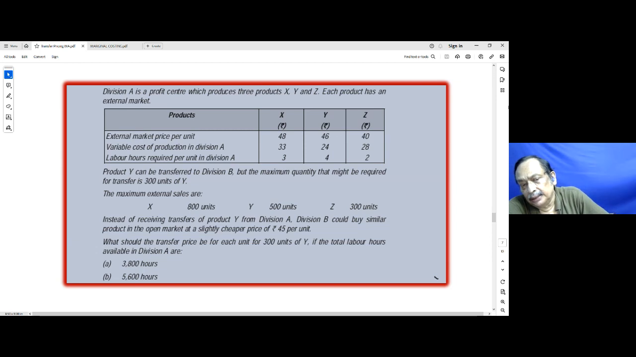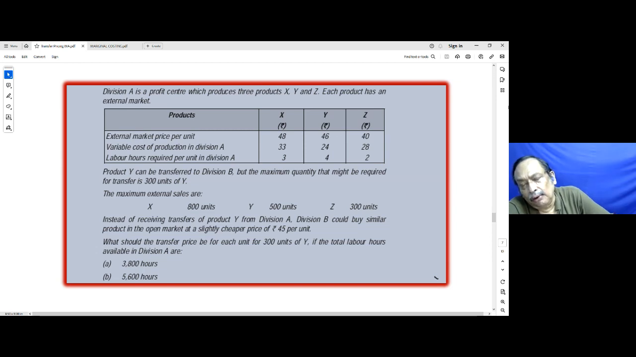Now, the total labor hours available in division A is 3,800 hours. Let us see whether labor hours is a key factor or a limiting factor or not. What is a key factor or limiting factor? That is going to limit the production and also the profitability. So 800 into 3 is 2,400, plus 500 into 4 is 2,000, then 300 into 2 is 600, and again 300 into 4 is 1,200, so a total of 6,200 hours are required.